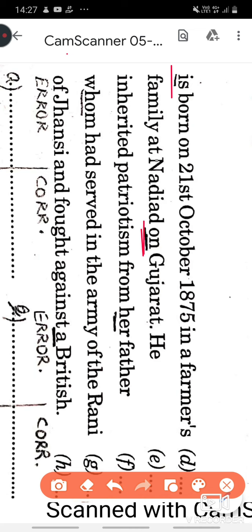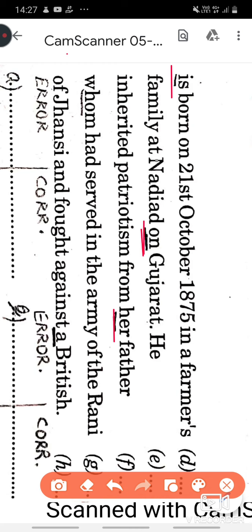He inherited. Inherited means to take from parents. To take from parents, by default you can say, because you have your elders there and you are their children. So something which you get naturally from your parents is known as inherited. He inherited patriotism from her father. We are talking about Vallabhbhai Patel, and the word used for the person is her. He is a male. So error is of a pronoun, that is her.